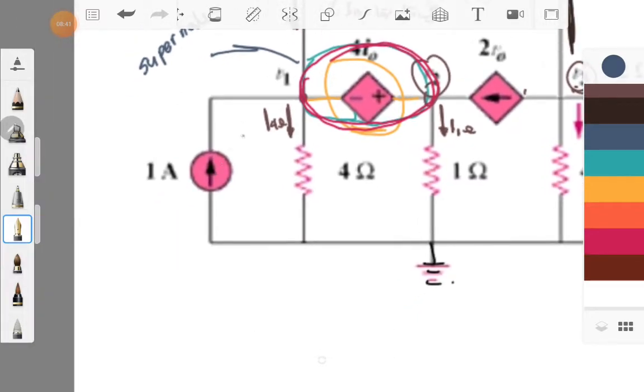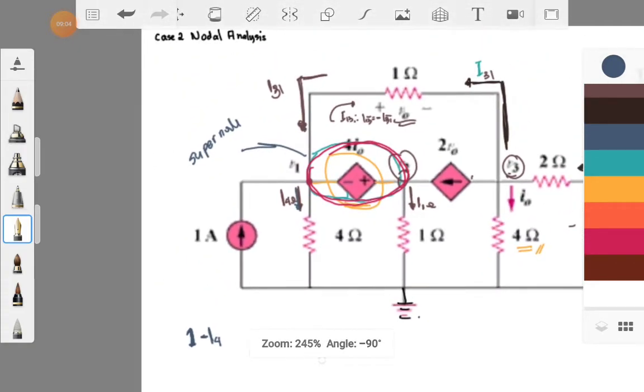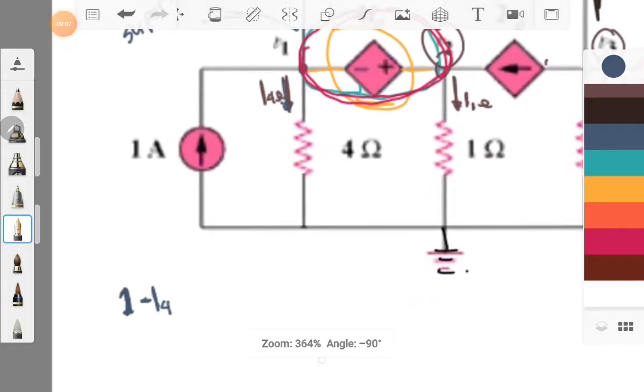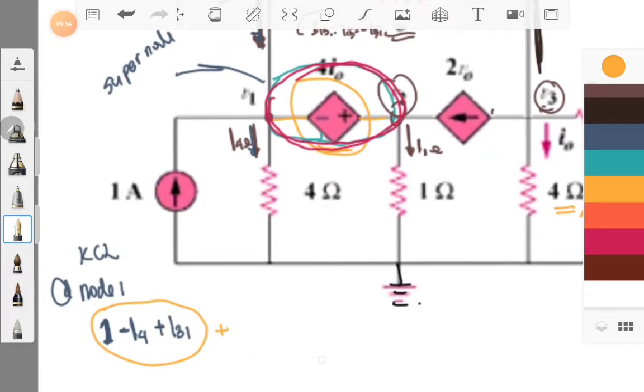So, we have our 1 ampere going in. So, pag 1 ampere, hindi ko na muna ilalagay yung unit na ampere para hindi tayo malito. And then, we have our negative I4 going out. Then going into the node is your positive I31. So, I will say that is positive I31. That is the currents at node 1. Okay, this is KCL at node 1. So since nasa super node tayo, therefore the currents going into your node 1 and node 2 will be added. Okay? So, plus our currents at node 2.